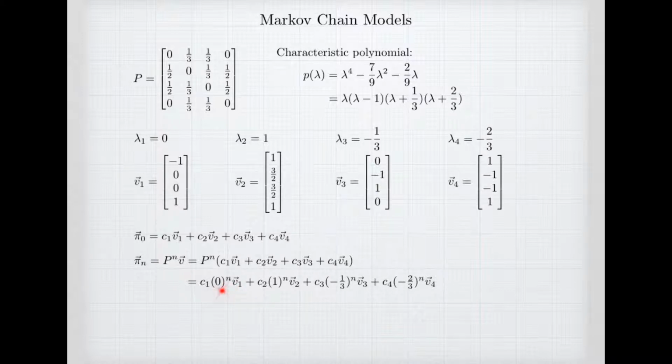Now I want to point out, because negative a third and negative 2/3 are both values with size less than 1, as I raise that to a power, that decays geometrically. And so these other 2 terms converge to 0 as n goes to infinity. What that's telling me is my probability distribution is actually converging to C2V2. I just want to figure out what that C2 is.